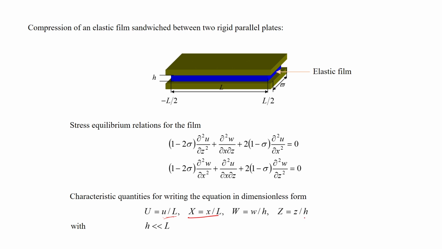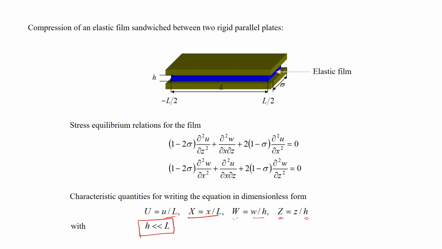Then h is the characteristic length along the z axis. Therefore, this deformation along the z axis will be represented by capital W equal to w by h, and here capital Z is z by h. Now, note that in this case the film is very thin, in the sense that h is much smaller than L. So that condition holds, and whatever we are going to say now is in that limit.